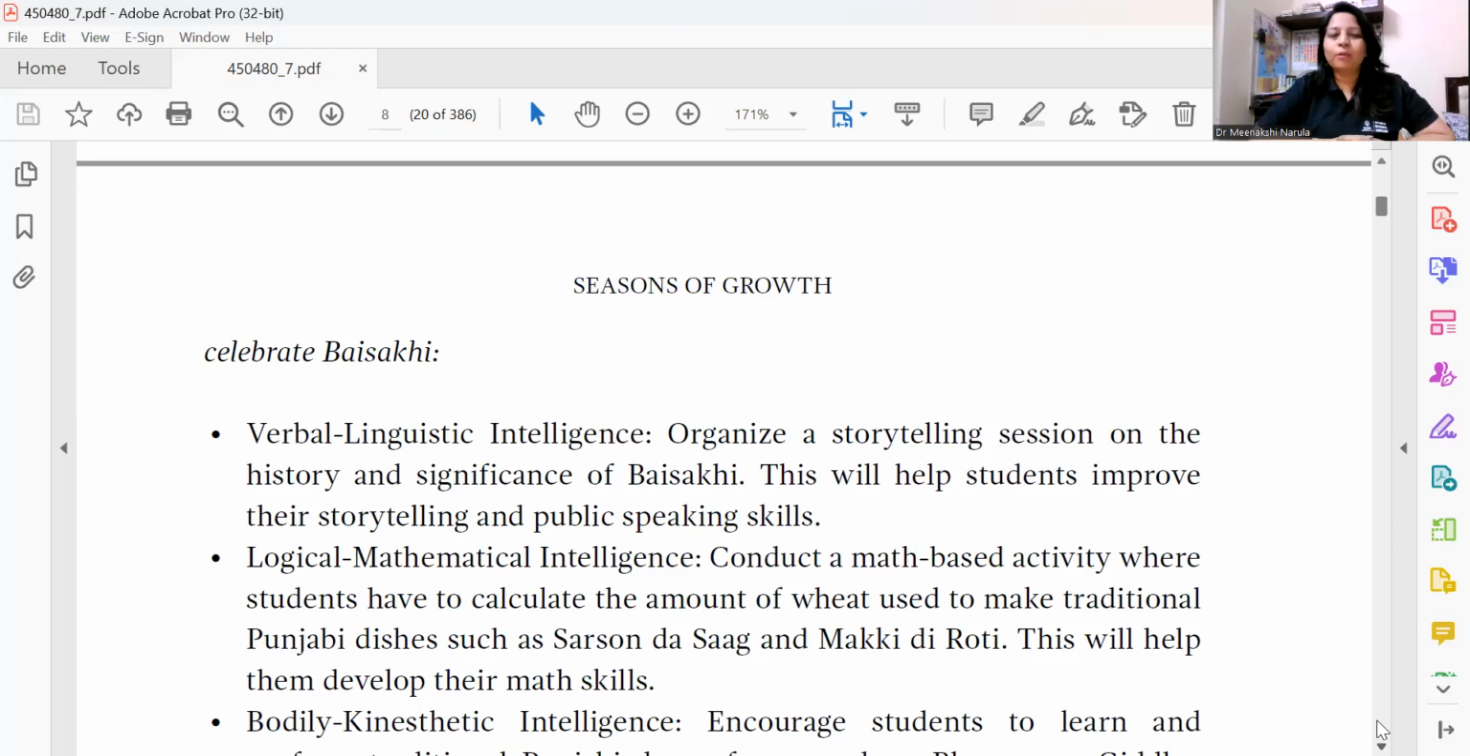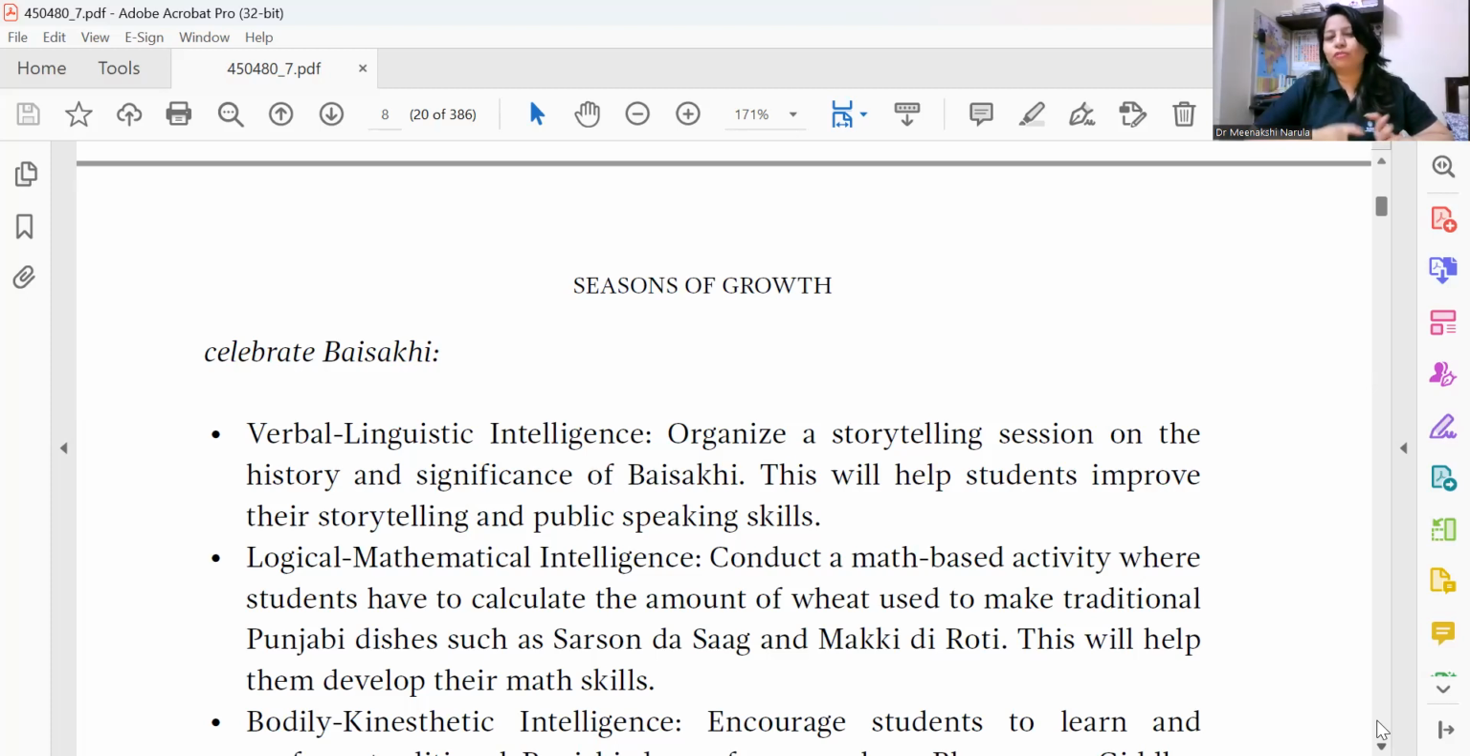Talking about verbal linguistic intelligence, you can organize a storytelling session on the history and significance of Baisakhi. This will help students improve their storytelling and public speaking skills. Talking about mathematical intelligence, you can conduct a math based activity where students have to calculate the amount of wheat used to make traditional Punjabi dishes, right?